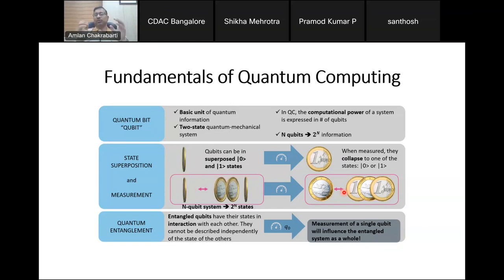Okay, so keep this philosophy in mind when you are trying to design a quantum algorithm. Many people have a wrong concept that if I have an algorithm in the classical domain, and I just use the quantum operations equivalent to the classical operations and convert it, it becomes a quantum algorithm. No, it's not like that.